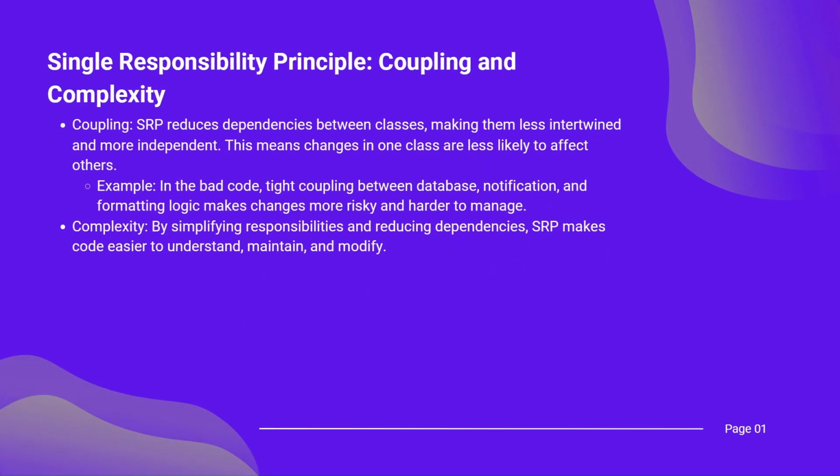Coupling is about reducing dependencies between classes, making them less intertwined and more independent. This means changes in one class are less likely to affect others. In bad code, tight coupling between database notification and formatting logic makes changes more risky and harder to manage. Complexity is about making the code easier to understand, maintain, and modify.